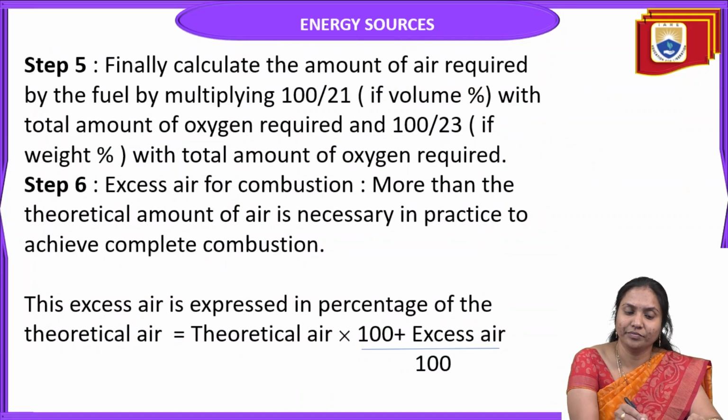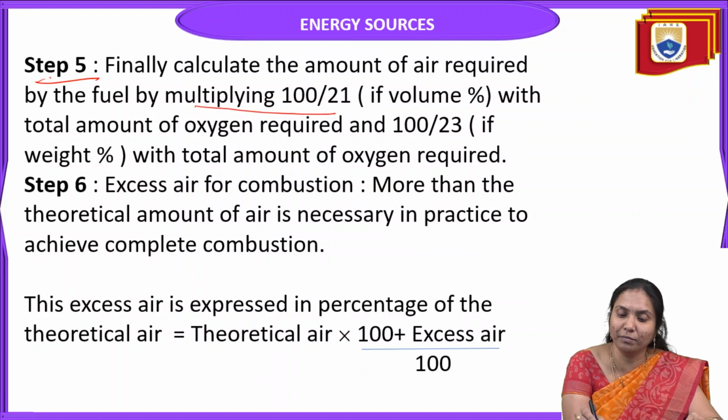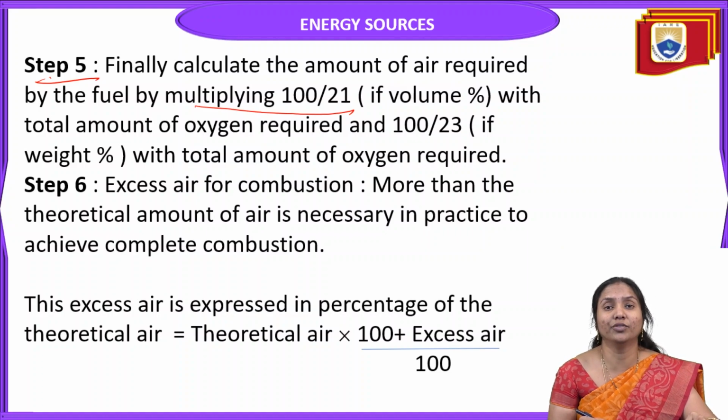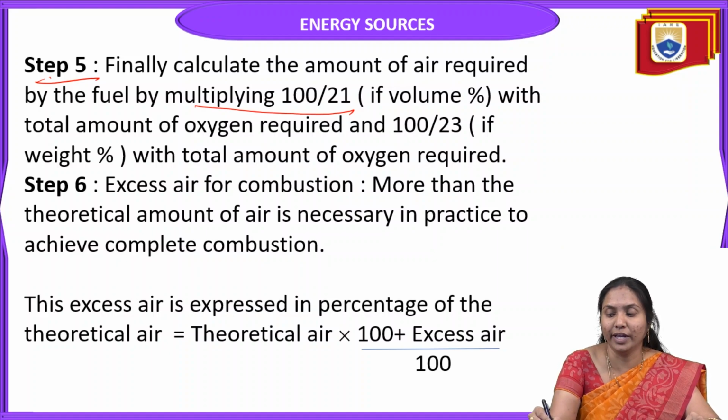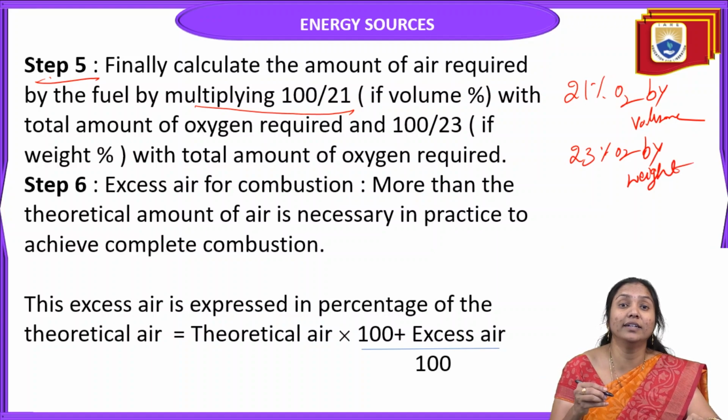The next step, step 5, is to finally calculate the amount of air required by the fuel. Here we multiply by 100 by 21 if by volume. That means air contains 21% of oxygen by volume, and 23% of oxygen by weight. So air contains 21% of oxygen by volume or 23% of oxygen by weight.